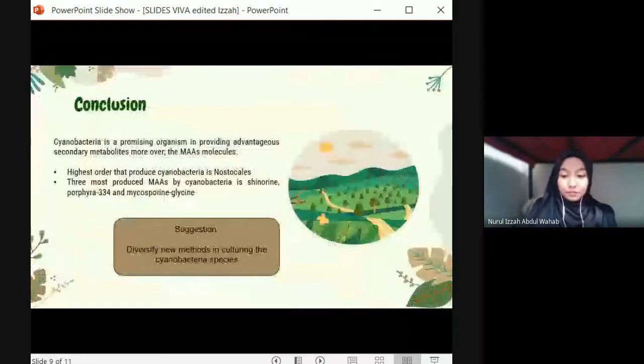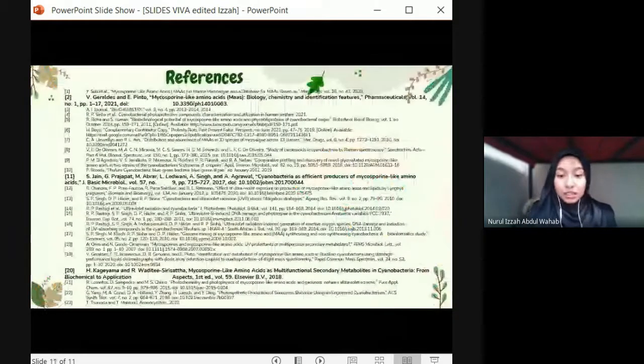So in conclusion, MAAs extracted from cyanobacteria have the potential to be further biotechnologically studied and commercialized in various industries, such as the cosmetic products industry, pharmaceuticals, agriculture, and many more. The highest producing MAA is Cellulase, and the three most found MAAs from cyanobacteria are Chinorine, Porphyra 334, and Mycosporine-like. My suggestion is that the methods in culturing cyanobacteria species could be diversified more so that new discoveries can be obtained. Here are the references for my review report.